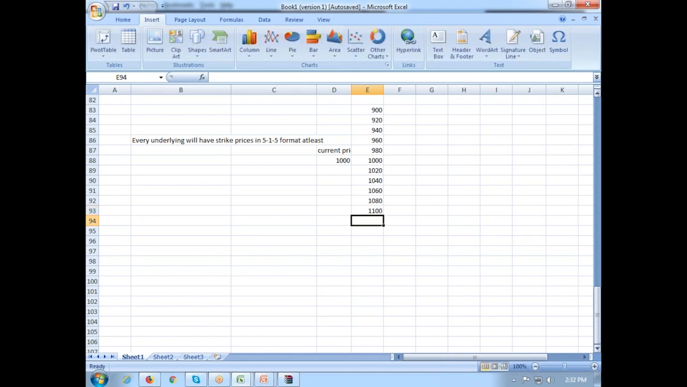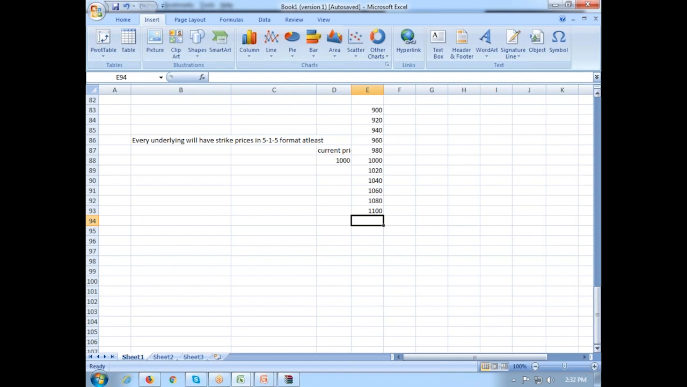So this is the minimum format. The exchange will have strike prices in this format for every underlying which is into derivatives, 515 format. For index, it will be 717. Then 7 strike prices above, 7 strike prices below. The strike prices will be there.